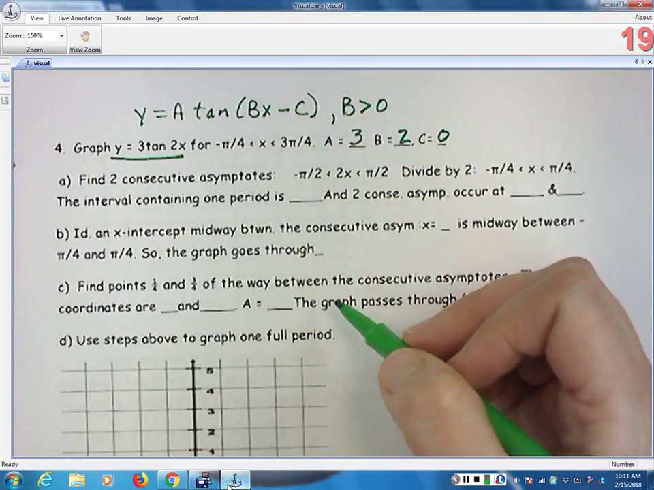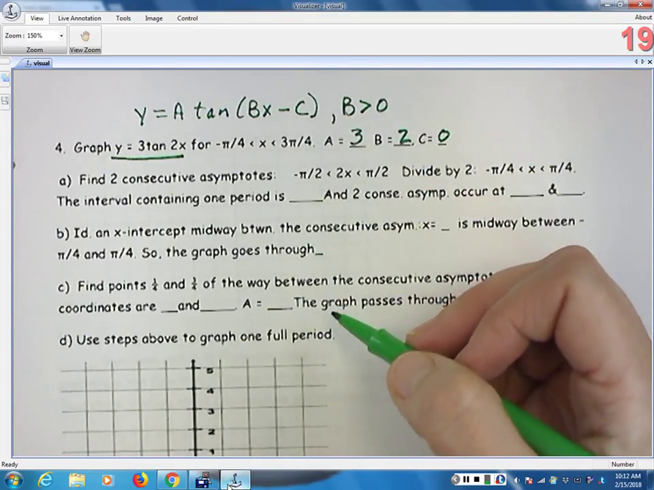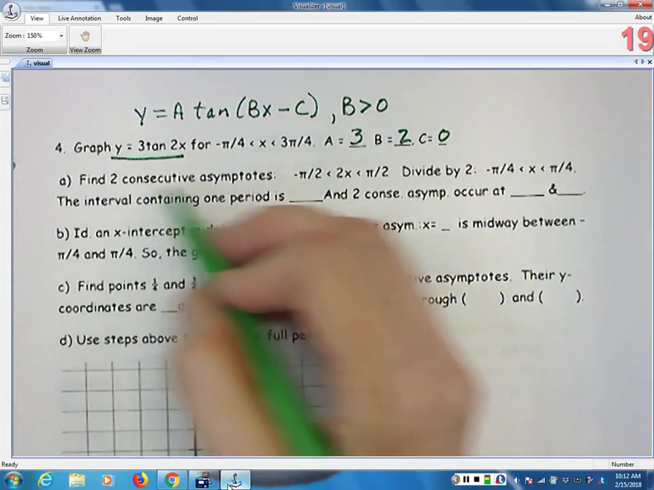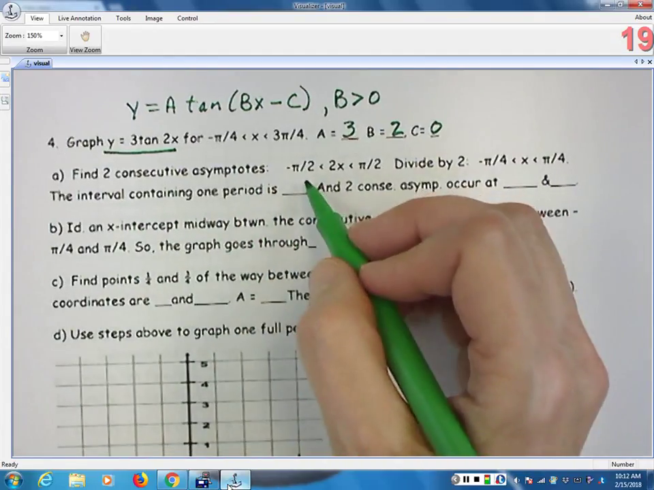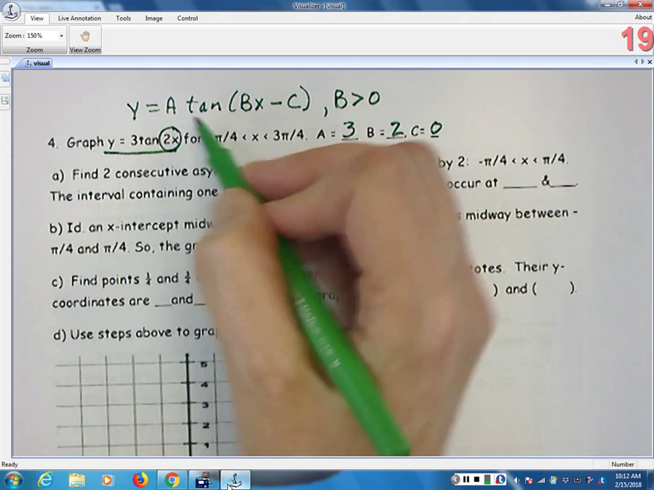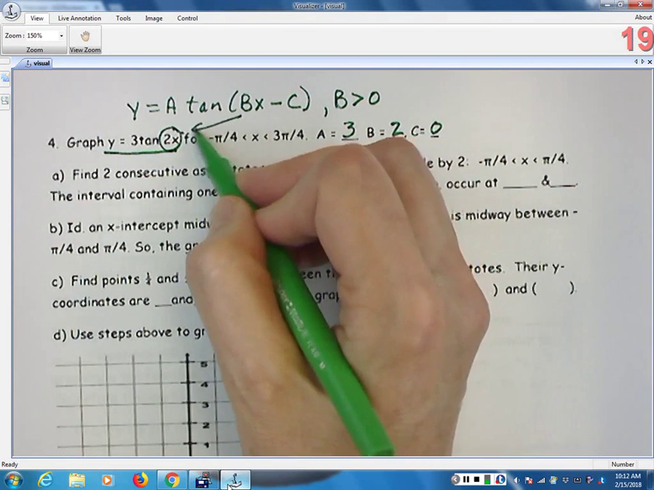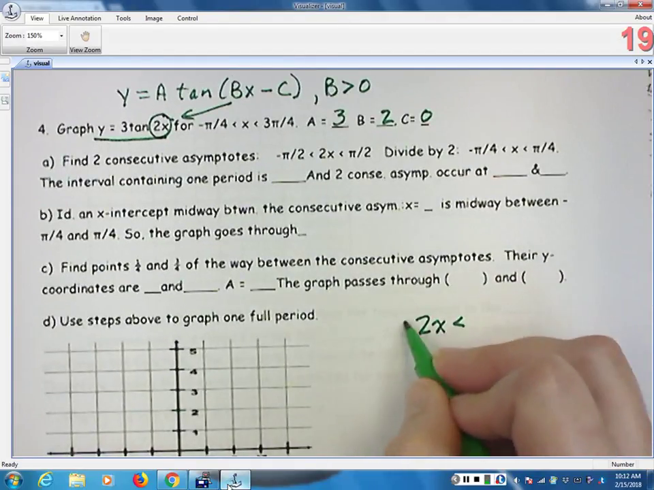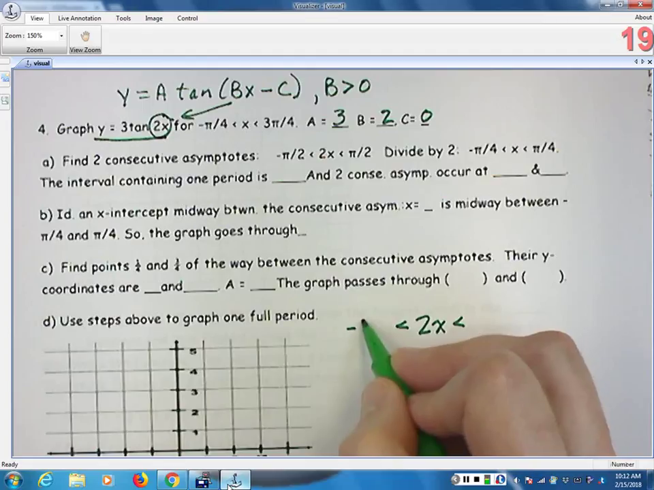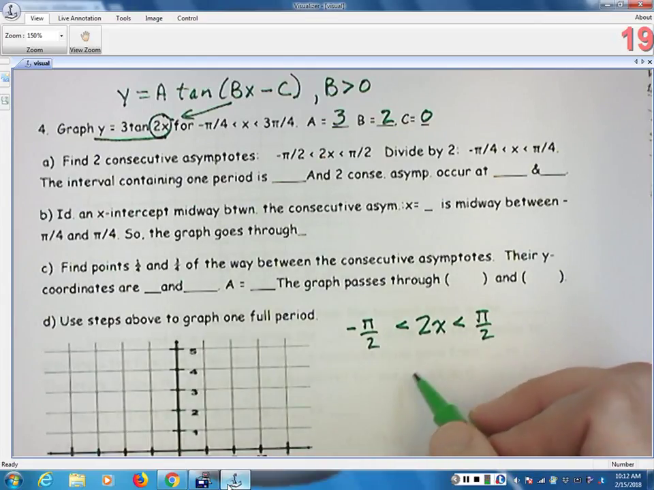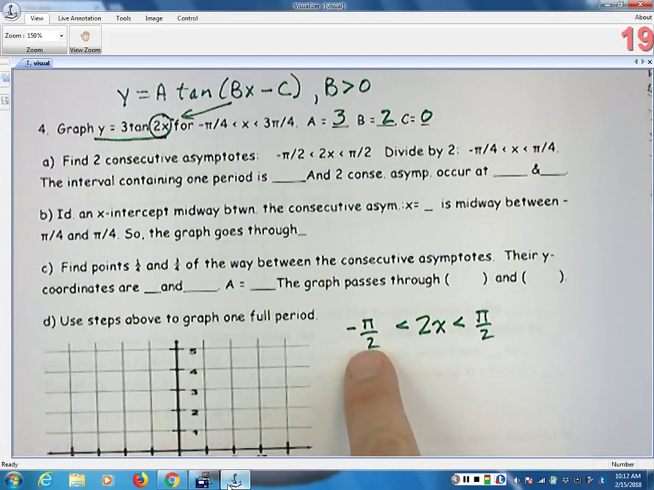There's no phase shift, because we're not going to start with phase shifts. It's confusion. Find two consecutive asymptotes. So what's the part in here? 2x. This part. That's why we're going to solve 2x greater than minus pi over 2 and less than pi over 2. On a regular tangent function, these are the vertical asymptotes.